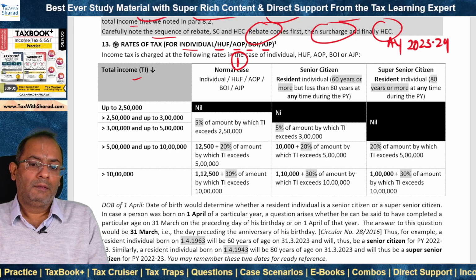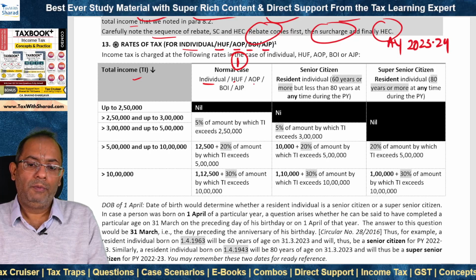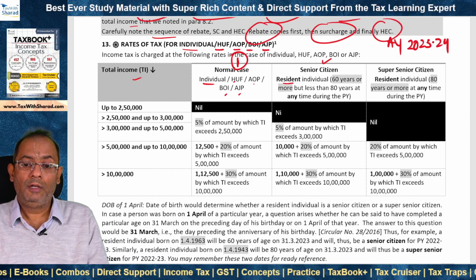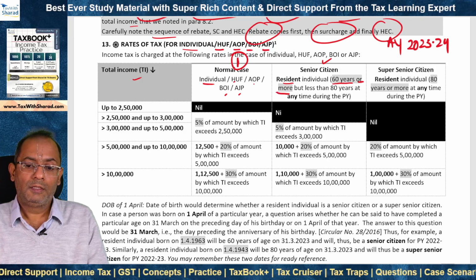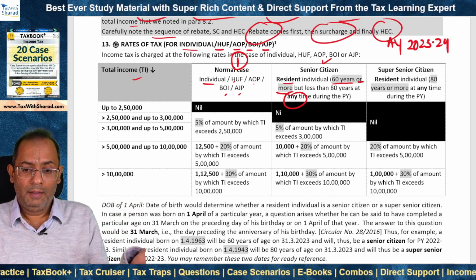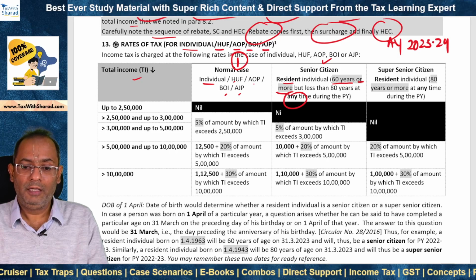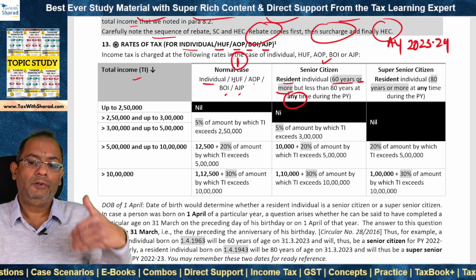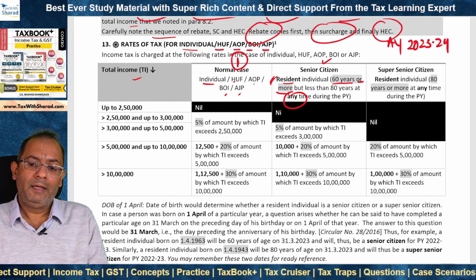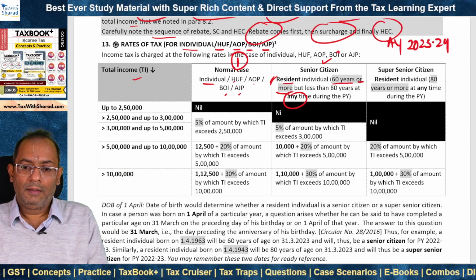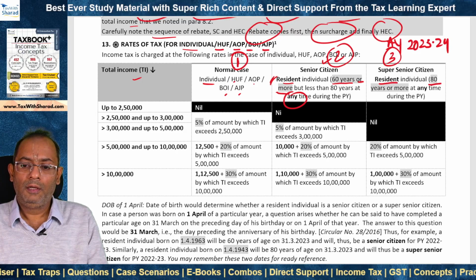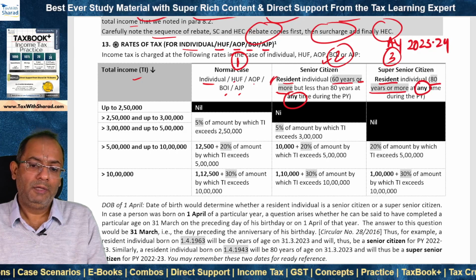First is a normal case, which is applicable to a normal individual or an HUF or AOP or BOI or AJP. Then is the case of a senior citizen who is a resident individual of 60 years or more but less than 80 years at any time during the previous year. At any time means even if the person becomes 60 years of age on 31st March of the previous year, then also he will be treated as a senior citizen, and consequently these slab rates will apply. A person who is not a resident is not treated as a senior citizen. Okay, this is situation 2. Situation 3, a case of a super senior citizen who is a resident individual 80 years or more at any time during the previous year.